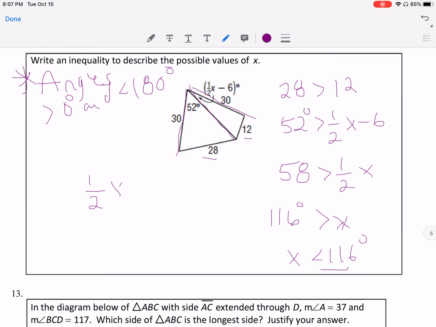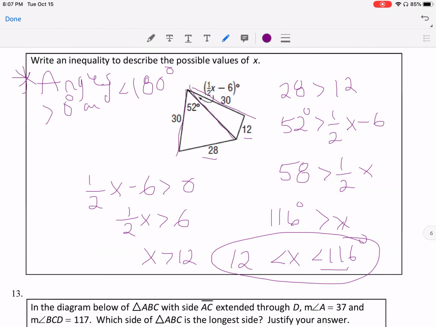So for angles, that can get a little tricky. So I do 1/2 x minus 6 has to be greater than 0. 1/2 x has to be greater than 6. X has to be greater than 12. So I just write the other end of this inequality. So x is between 12 and 116.